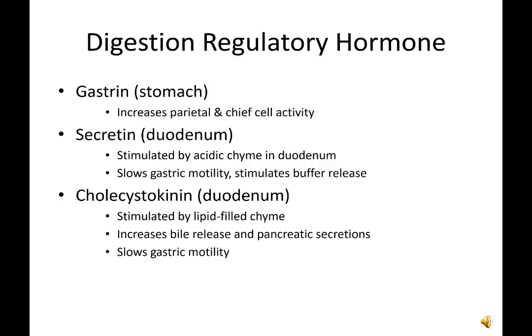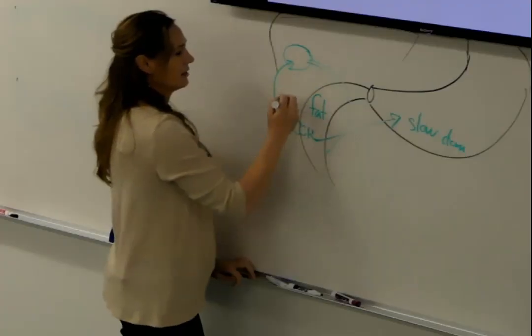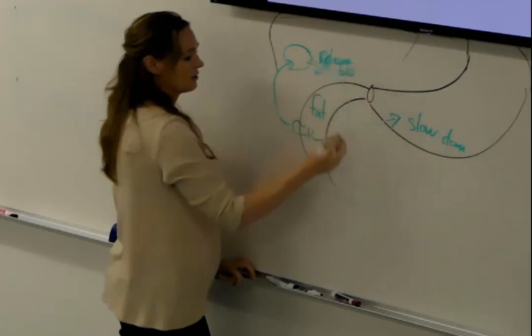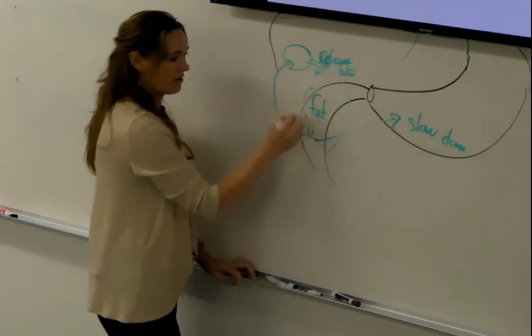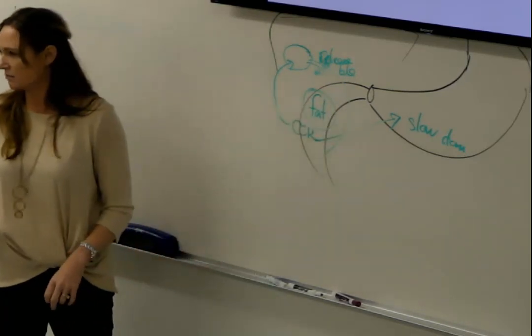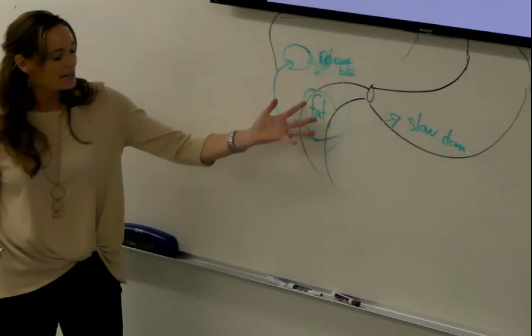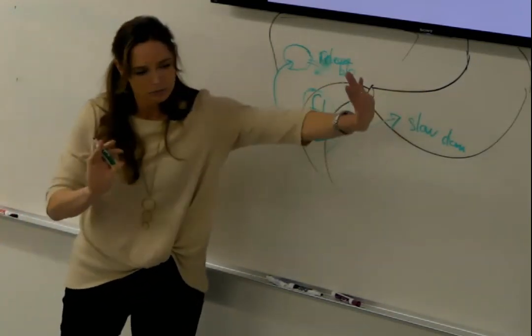And it also says, gallbladder, release bile, so that bile can now arrive to emulsify the fat. It now has stuff to do. That's why it's telling the stomach, slow down.